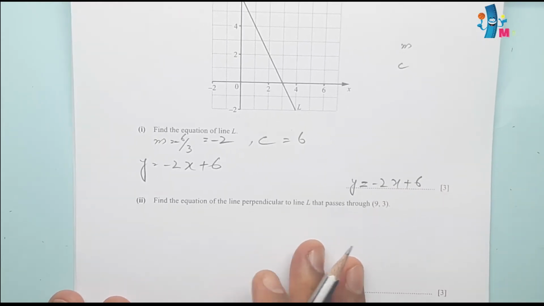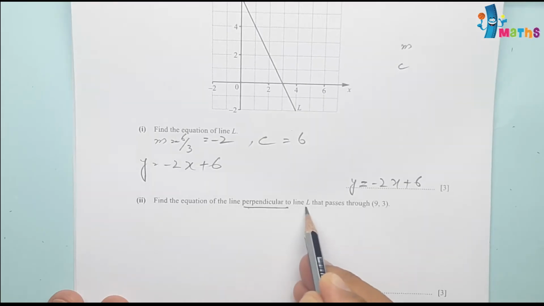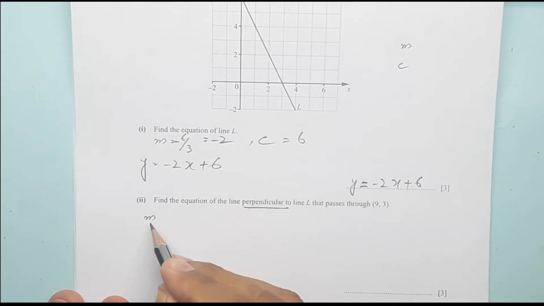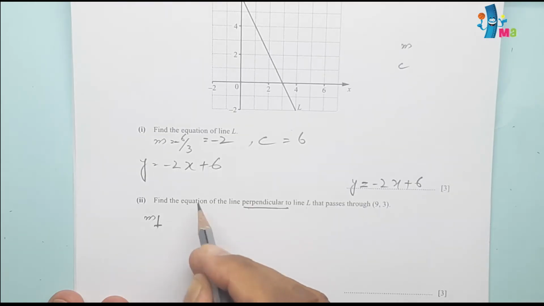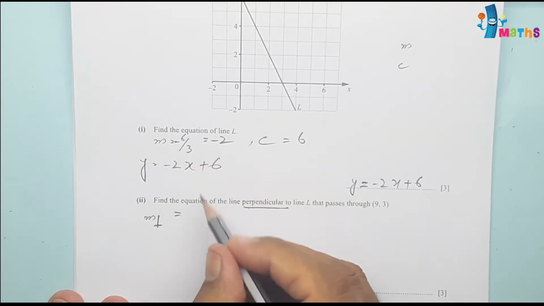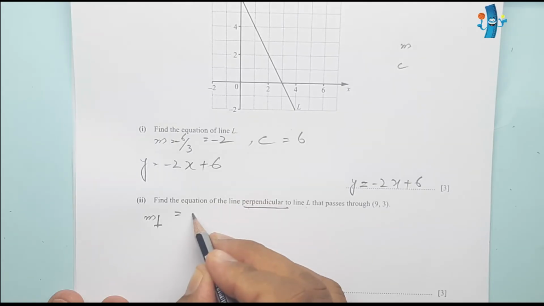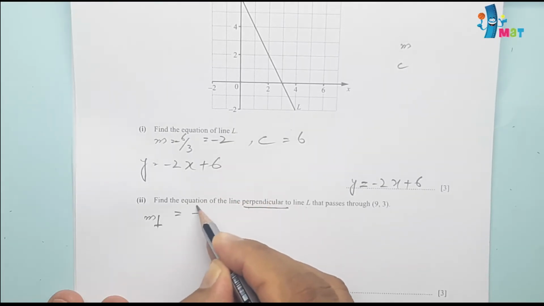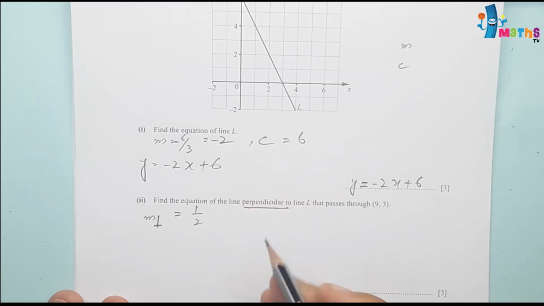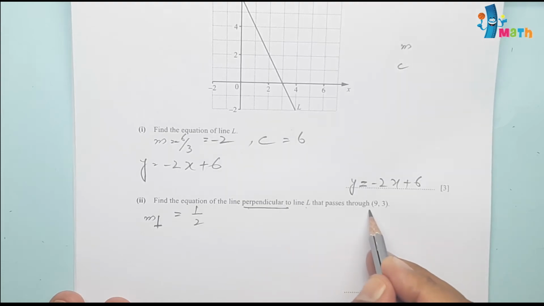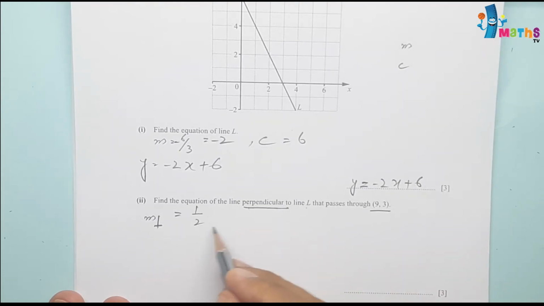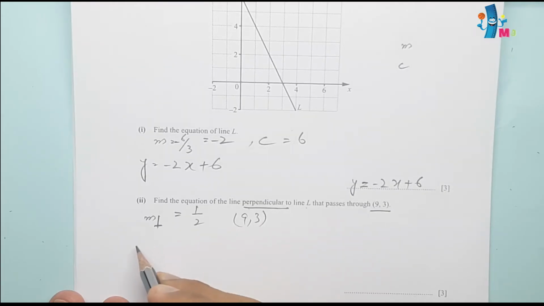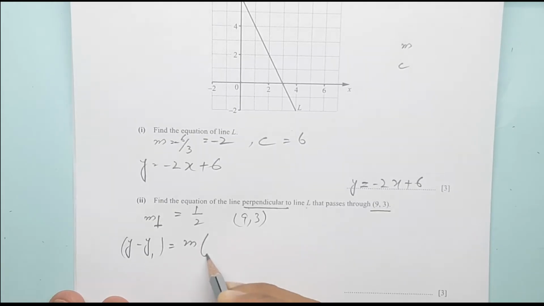Then find the equation of the line perpendicular to line L. The perpendicular slope will be equal to change sign and take the reciprocal. So this is minus, we will take plus, and the reciprocal of 2 will be 1/2. So our gradient is 1/2, and it passes through the point (9, 3). So the point is 9 and 3. We will be writing y minus y1 is equal to m into x minus x1. This will be the formula which we will be using.